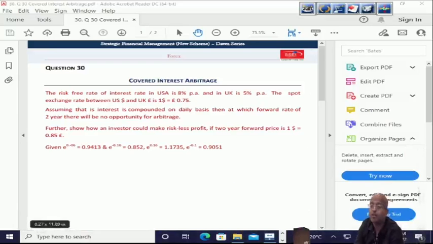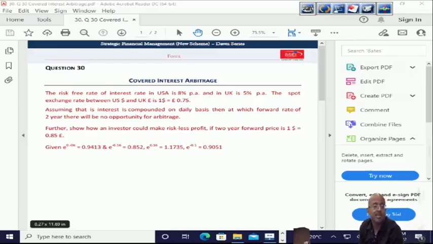Correct. So let's look at the question. The risk-free rate of interest in US is 8% per annum and in UK is 5% per annum. A well-prepared student knows that dollar should be at a forward discount and pound should be at a forward premium, because dollar interest rate is 8 and pound interest rate is 5. The spot exchange rate is $1 equal to 0.75 pounds. So dollar is the base currency and should be at a forward discount.